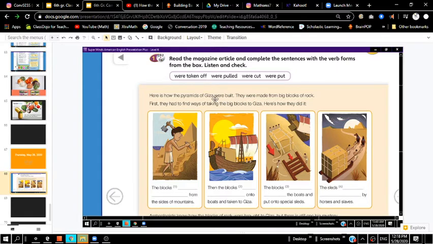Okay, so let's look at the activity on the bottom. The activity says, read the magazine article and complete the sentences with the verb forms from the box. Listen and check. All right, so let's read the first part. It says, here is how the pyramids of Giza were built. They were made from big blocks of rock. First, they had to find ways of taking the big blocks to Giza. Here's how they did it.